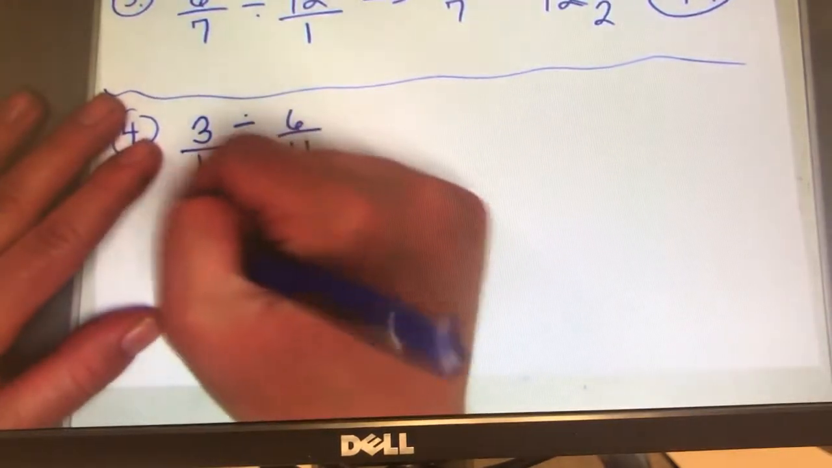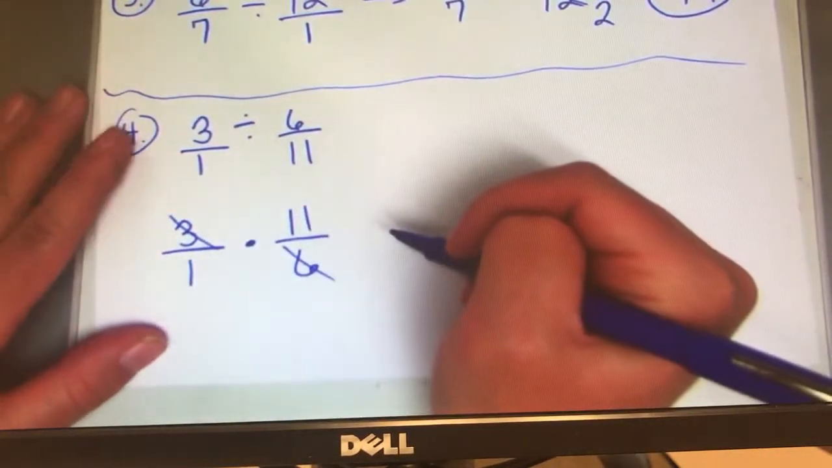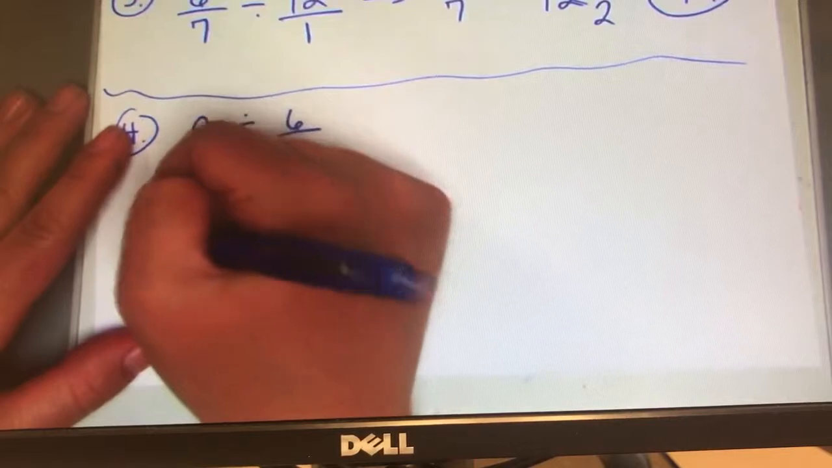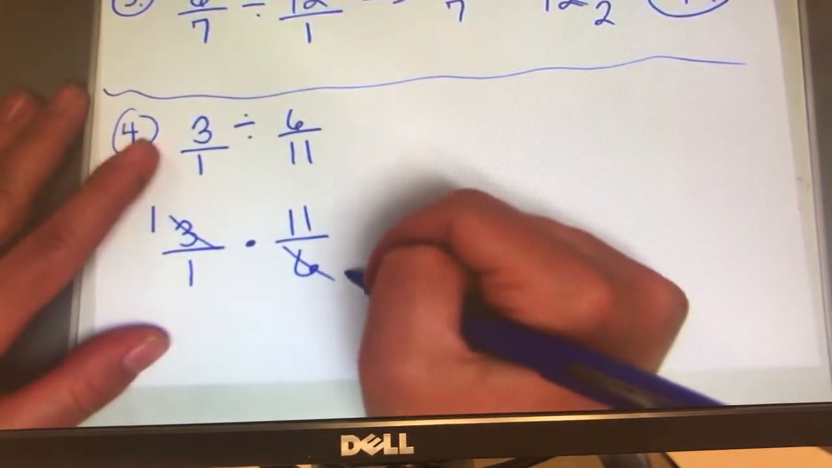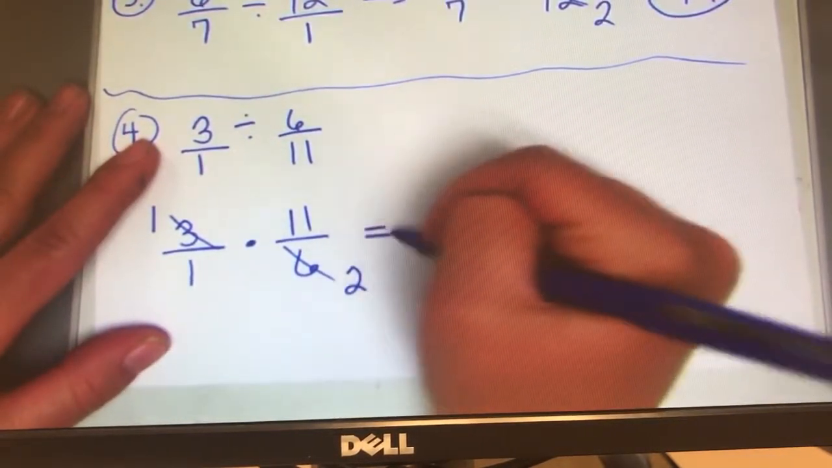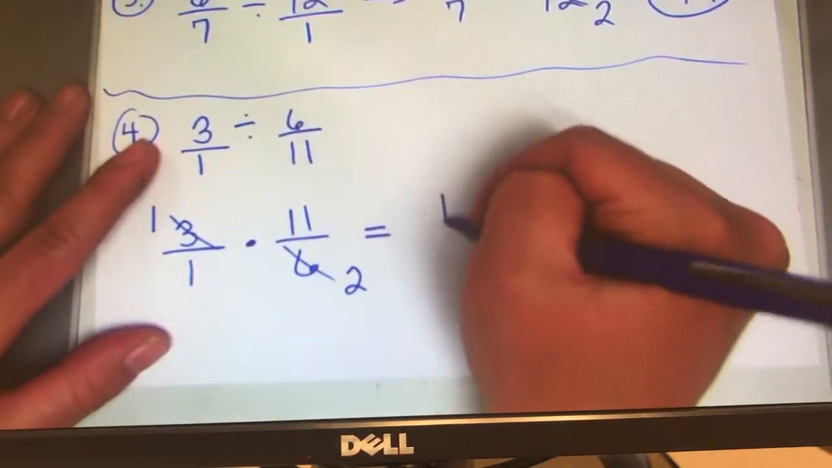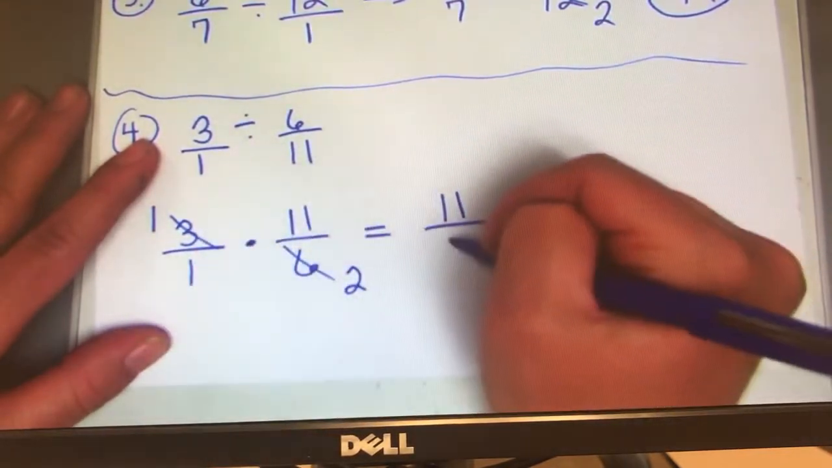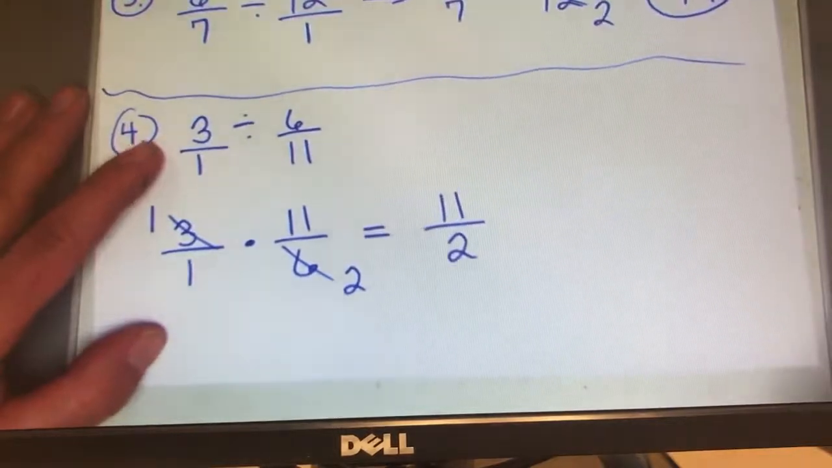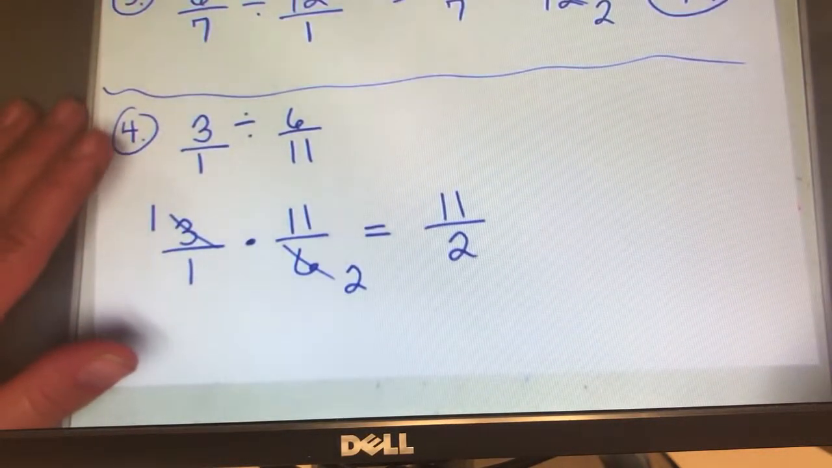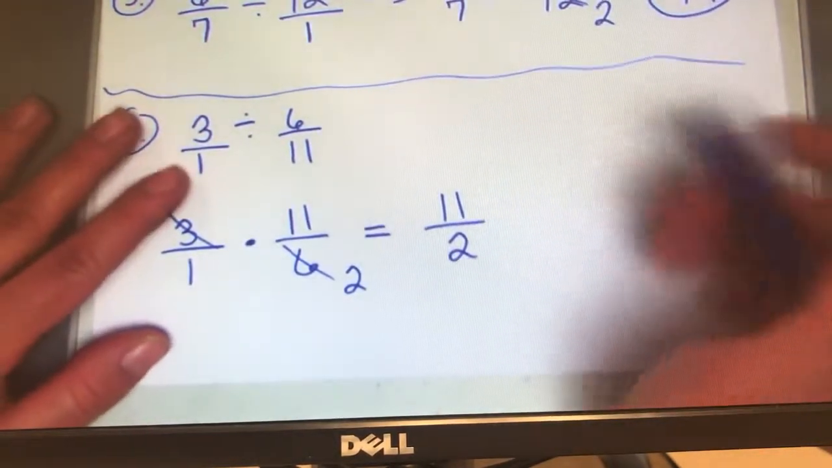All right, I'm going to simplify the 3 and the 6. 3 and 6 can both be divided by 3. 3 divided by 3 is 1, and 6 divided by 3 is 2. Multiply what you have left. 1 times 11 is 11. 1 times 2 is 2. I got 11 halves, which is an improper fraction, but 11 and 2 cannot be simplified.